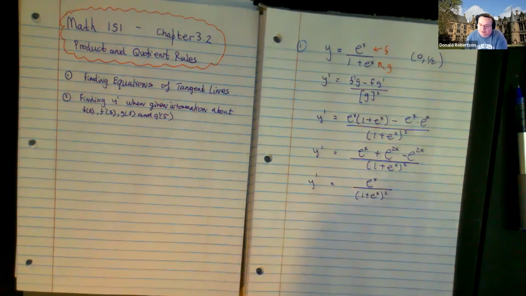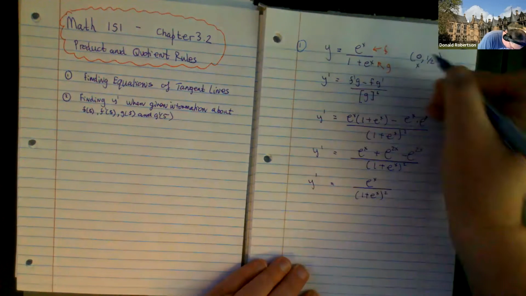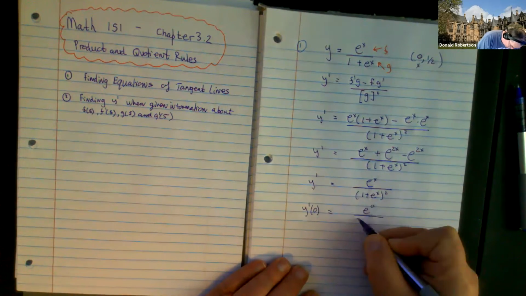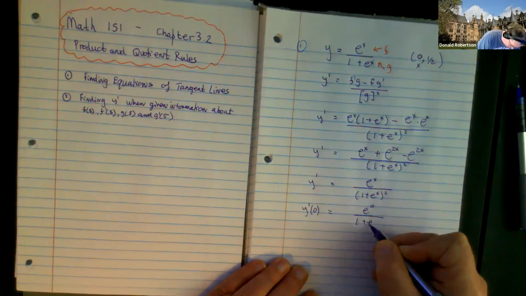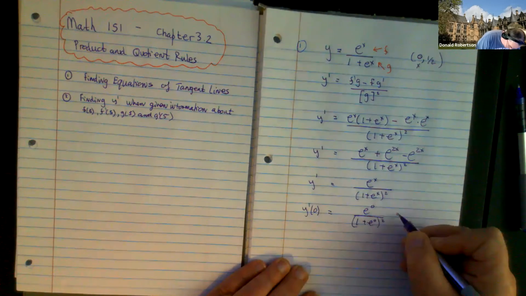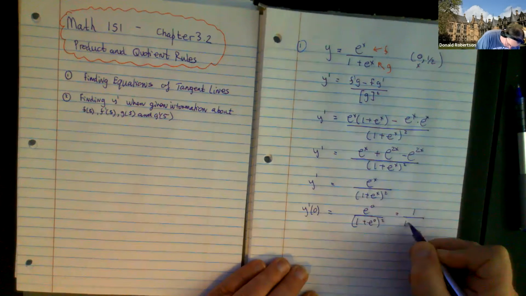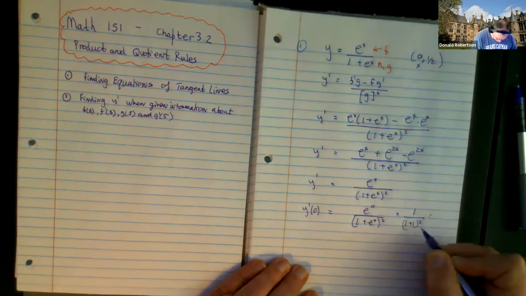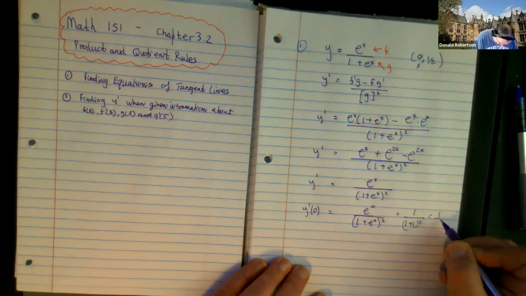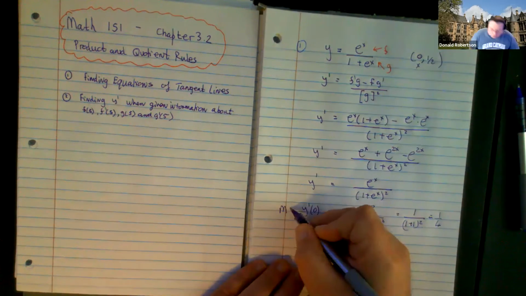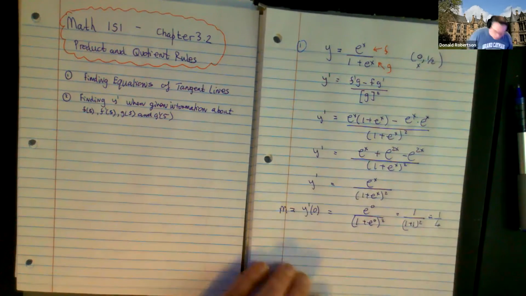So you find the derivative. What you then do is you evaluate it at whatever that point is. Well, the derivative at 0 is e to the 0 over 1 plus e to the 0, squared. e to the 0 is 1. So it's basically 1 over 1 plus 1, squared. 1 plus 1 is 2, 2 squared is 4. And so I now know the slope of the tangent line is 1/4.